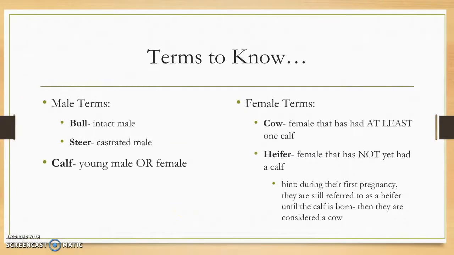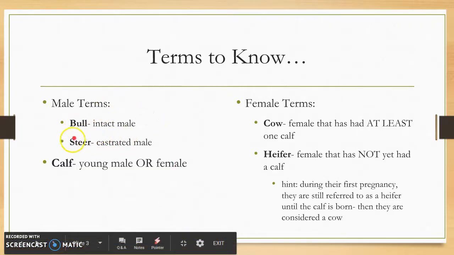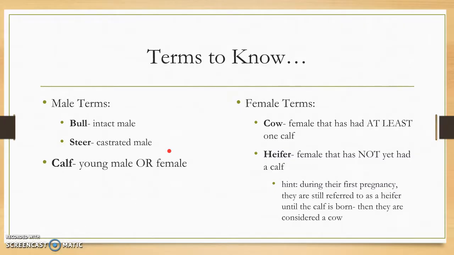The male terms that you should know are the difference between a bull and a steer. So, a bull is an intact male. That means that he still has his testicles. And then a steer is a castrated male. Okay, castrated male means that his testicles have been removed.